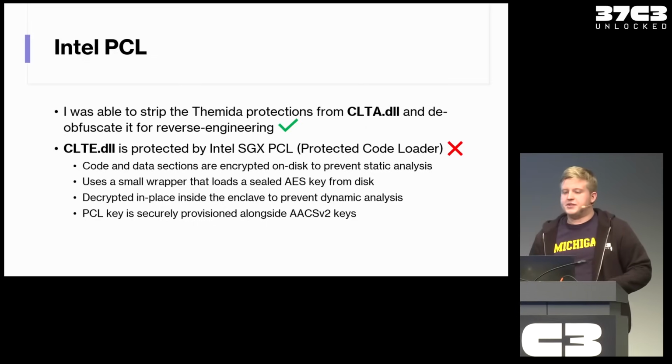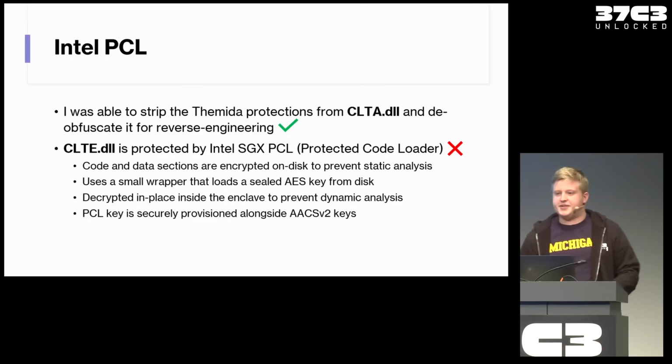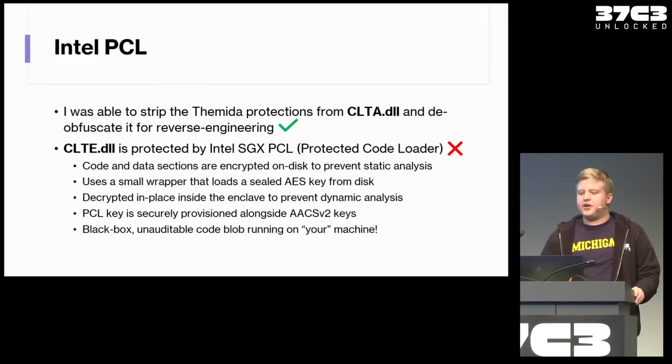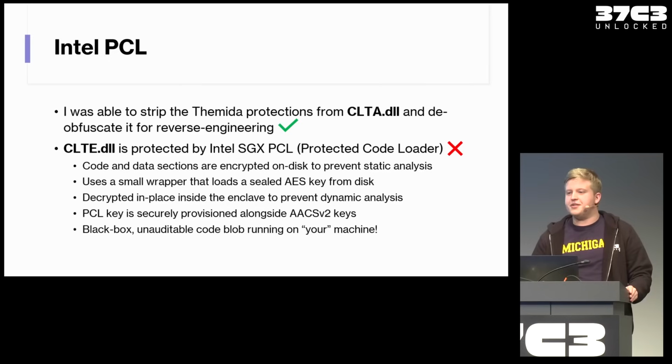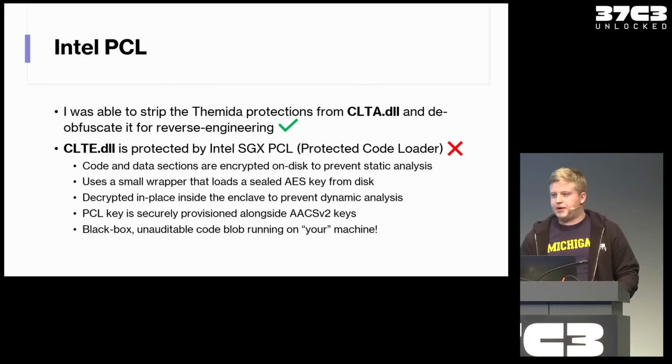So if you were able to somehow break the scheme and get the PCL key, then it doesn't really matter, because you would have already broken enough to obtain the AACS keys anyway. And effectively, this gives you a black box, unauditable code blob that runs on your machine. You can't see what it looks like statically, you can't see what it's doing dynamically. It's just a mystery black box that's in charge of doing all the DRM.